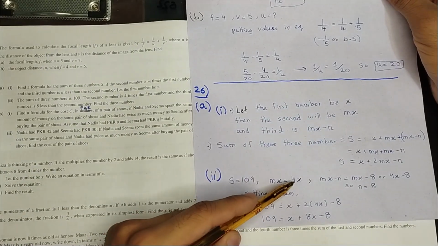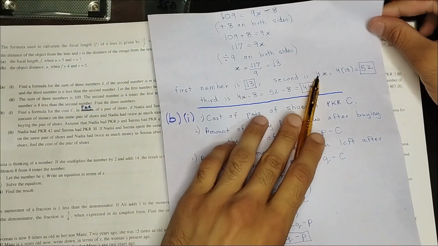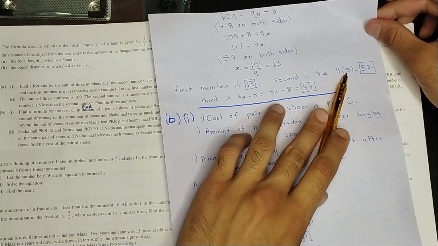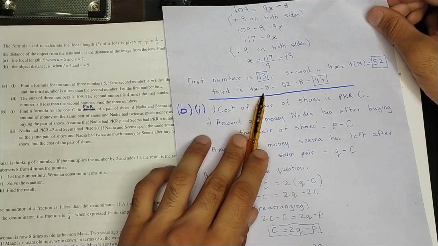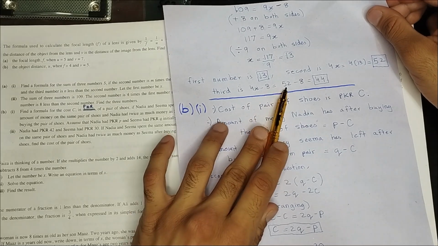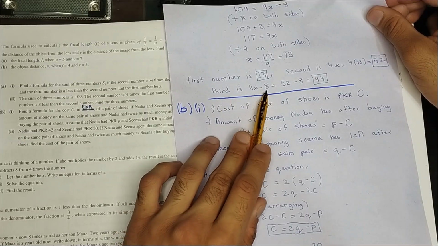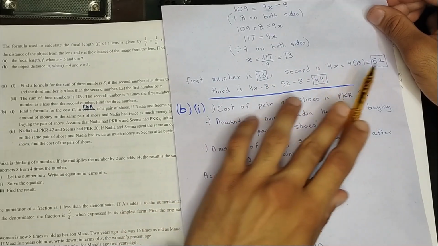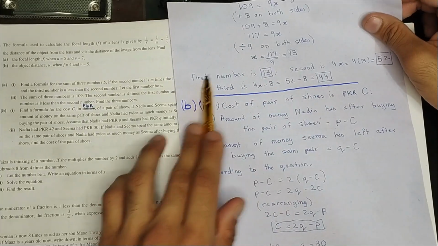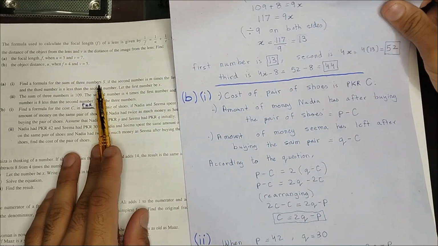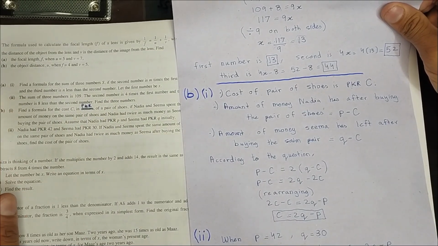And what does mx mean? mx means 4x. Since we know the value of x, which is 13, 4x means 4 multiplied with 13, which is 52. And the third number is 4x minus 8. Basically, the third number is 8 less than the second number. The second number was 52, and 8 less than that is 44. We found all three of the numbers that were being asked in the question. This takes care of part A of question number 26.